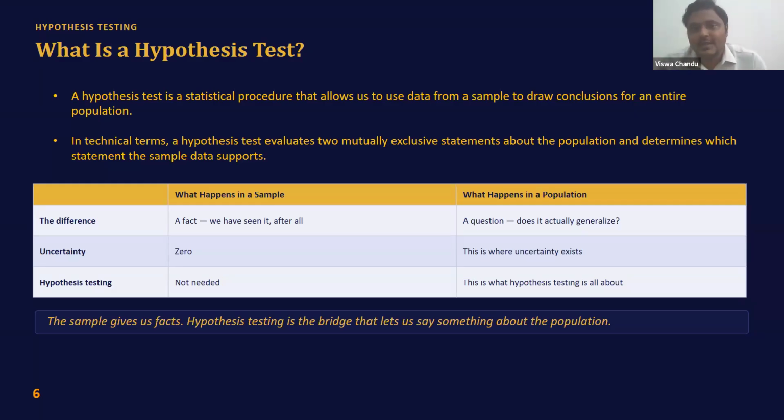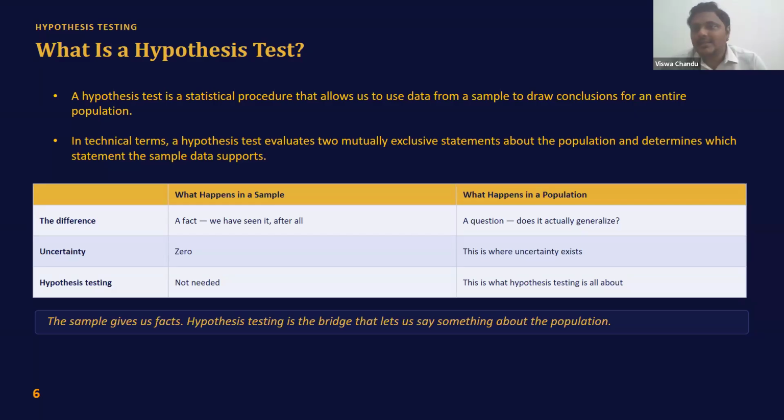Now let us see the difference between what happens in a sample and what happens in a population. What is the difference? What you are observing in a sample is a fact. After all, it is empirically being tested and estimated by us. But what happens in a population is a generalization question. You are observing the samples and then you want to make generalizations about the populations. Because we are doing that, there is uncertainty when we are talking in the context of populations, but there is no uncertainty whatsoever when you are restricting yourselves to the samples.